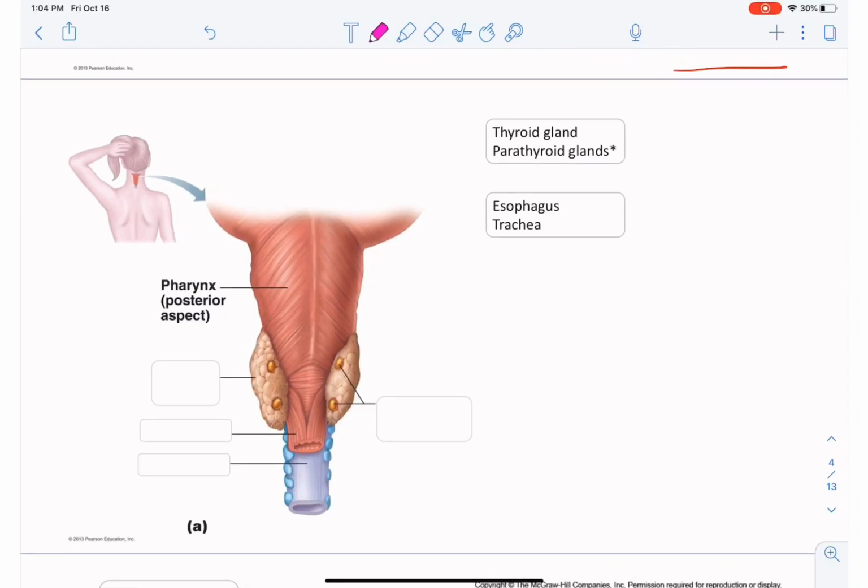Okay, what's going on here? Let's orient ourselves first of all. So what we're doing is we're looking at the back of the neck. This is a posterior view of the neck. And here we have the pharynx, or the throat, and these are muscles, these are skeletal muscles that are involved in the swallowing reflex. And the throat continues on as this muscular tube right there. And what is that muscular tube? That's the esophagus. So the esophagus is going to take that food down through the thoracic cavity into the stomach.